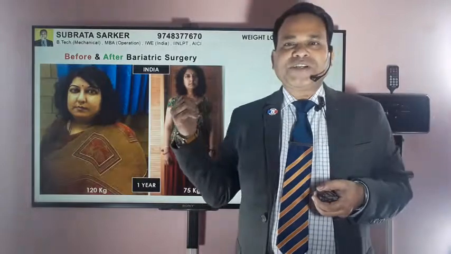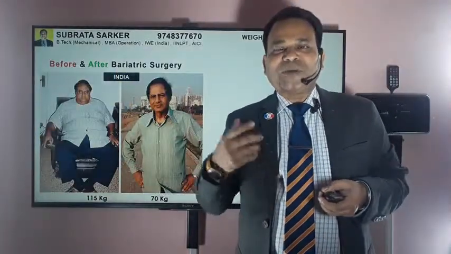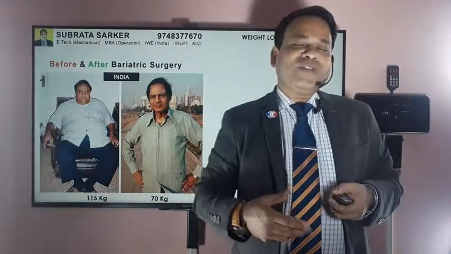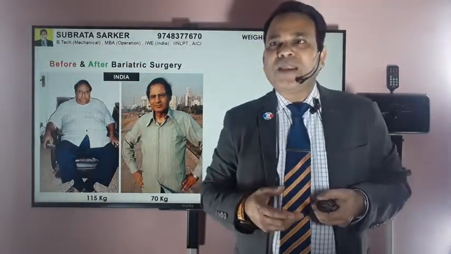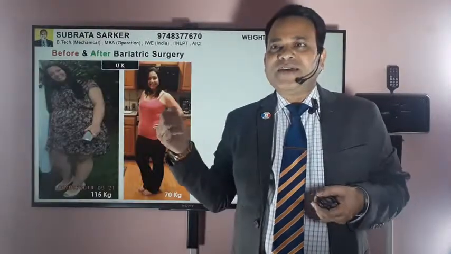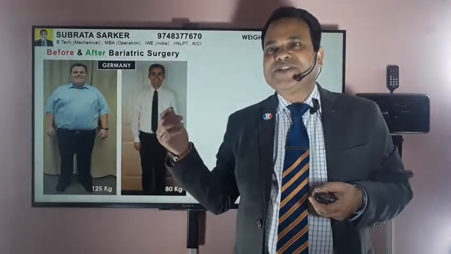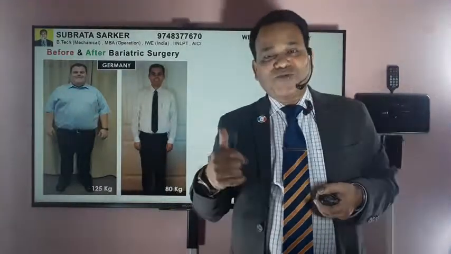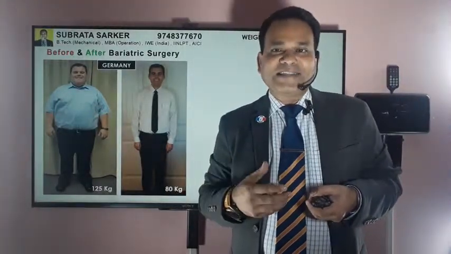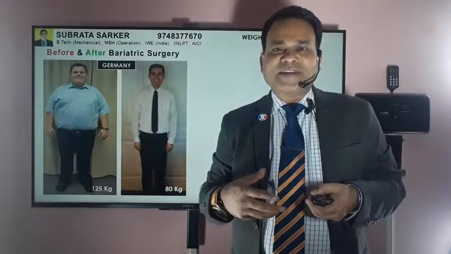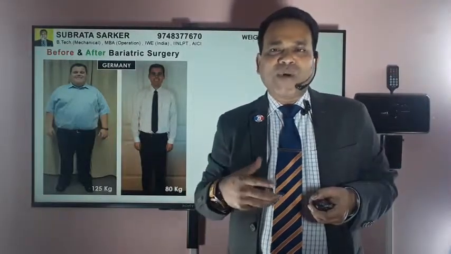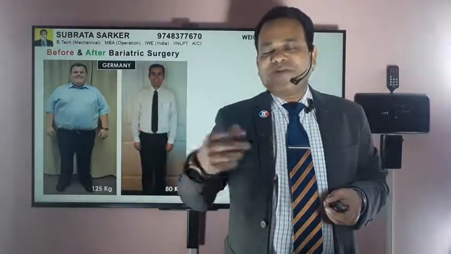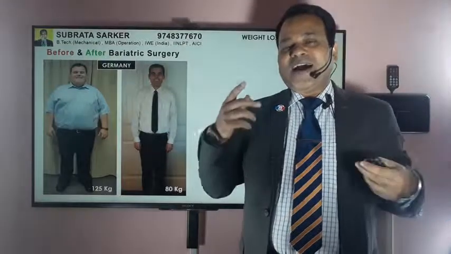This is a picture of an operation done in India. This is another picture of an operation done in India. Before the operation they were in the range of 120 kg and now 75 kg, 70 kg, very normal. There is one more picture you can see here. This is also a picture from Germany. You can see the person going from 125 kg to 80 kg in one year without doing any physical exercise. Because after bariatric surgery, you don't need to do anything to control your weight. Your body will automatically take care of it, and your body mass index will be very close to 22, which is ideal.